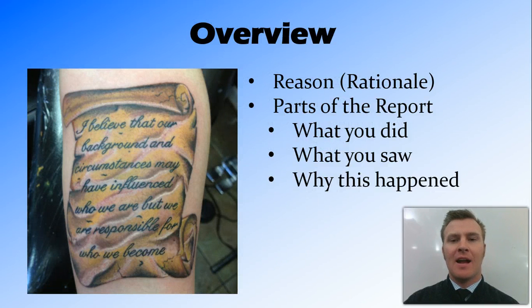So in this video, we've had a quick look at the reason behind writing a scientific report, and that is to share our ideas and the experiment that we did with other people. The different parts of the report being the what you did component, the aim, hypothesis, risk assessment, equipment, diagram, and method. The what you saw being the results in both a table and graph, and then words, which can also be included in the why this happened, which is the discussion and the conclusion. In future videos, we're going to go into each of these parts in much more detail.